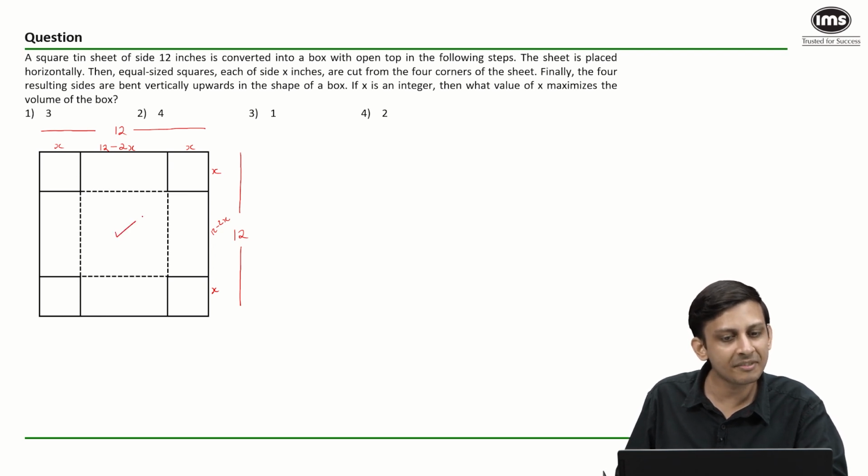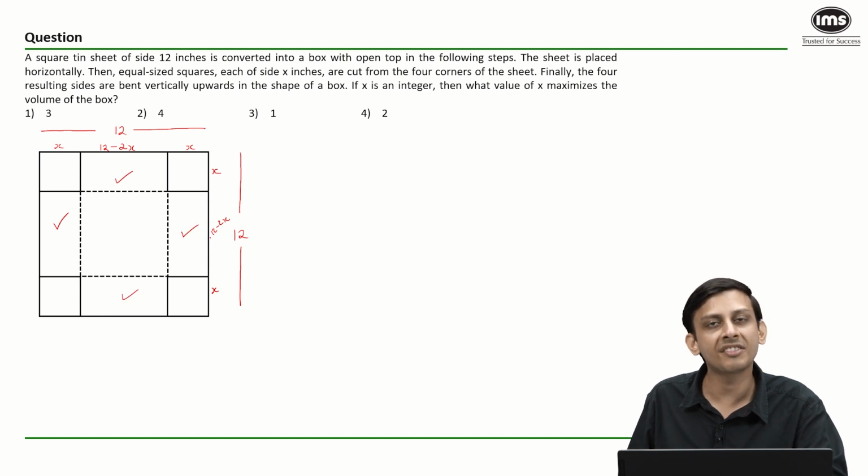So we will just have this part in the middle and we will have these 4 sides. So this middle part will become the base, the bottom of the box. And these 4 sides will become the 4 walls, the 4 lateral sides of the box. Okay, and the box will not have a surface at the top. It will be open at the top.